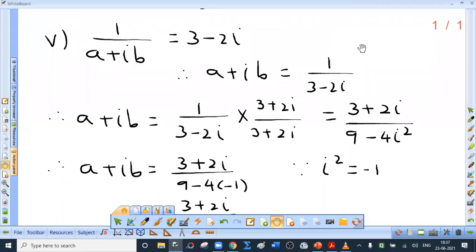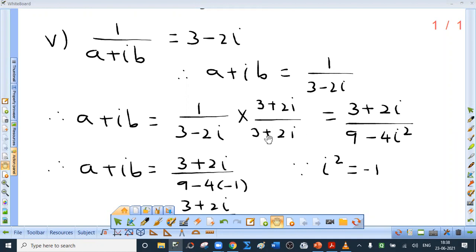Fifth one, 1 upon a plus ib is 3 minus 2i. You may ask me, sir, can we cross multiply? The answer is yes, but I'll tell you a simple method. Take the reciprocal, right? So if you take the reciprocal, then you get a plus ib equal to 1 upon 3 minus 2i. Now to divide 1 by the complex number 3 minus 2i means to multiply both numerator and denominator by the complex conjugate of the denominator, which is 3 plus 2i.